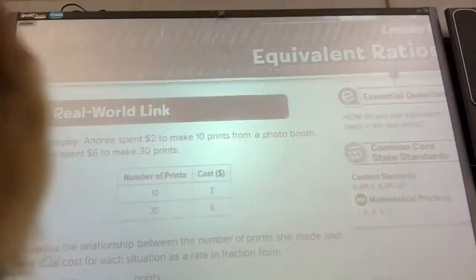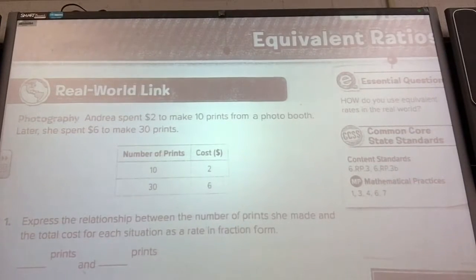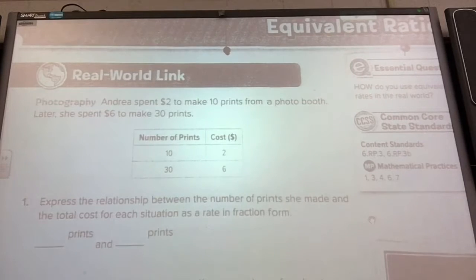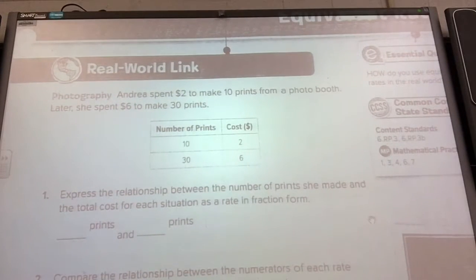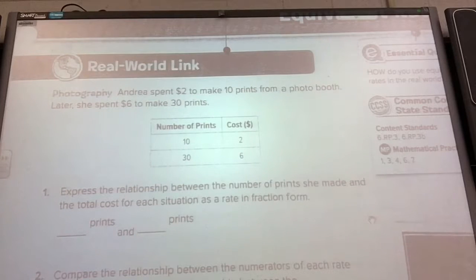Alright, we are going to start off taking a look at our real world link about Andrea. Andrea spent $2 to make 10 prints from a photo booth. Later, she spent $6 to make 30 prints. And it gives us this nice table showing us the cost. Alright, before we continue on, let's remember that our objectives today is to be able to find equivalent ratios and create equivalent ratios, okay? So we're going to express the relationship between numbers of prints she made and the total cost for each situation as a rate and fraction form.